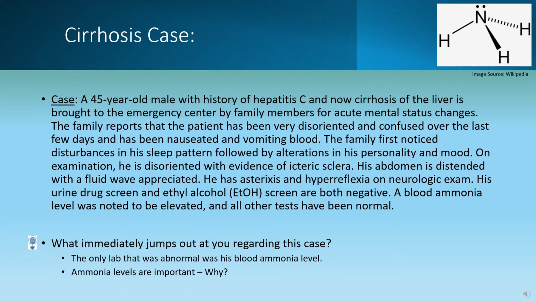He was given a urine drug screen and ethyl alcohol screen, and both were negative. However, his blood ammonia level was noted to be elevated. All the other tests were normal. So what immediately jumps out at you regarding this case?